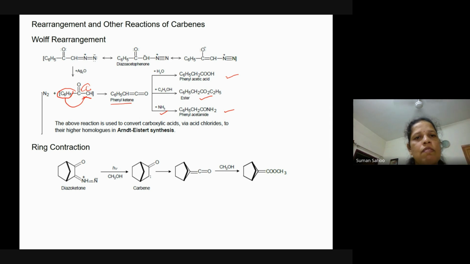So mostly diazo compounds, diazoacetophenone, when treated with silver oxide, first generates the carbene, which undergoes rearrangement to give you a phenyl ketene. Even this reaction undergoes ring contraction also. Suppose you just see this bicyclic diazoketone. So this undergoes, first step is the generation of carbene.